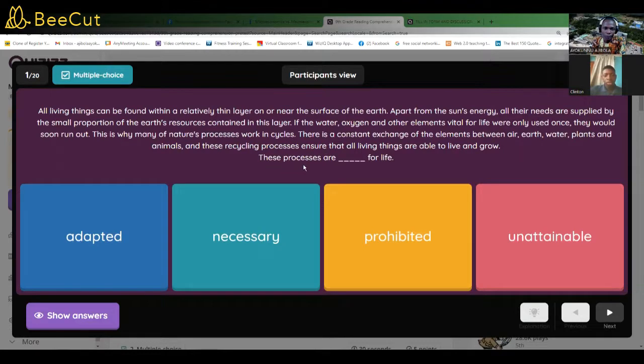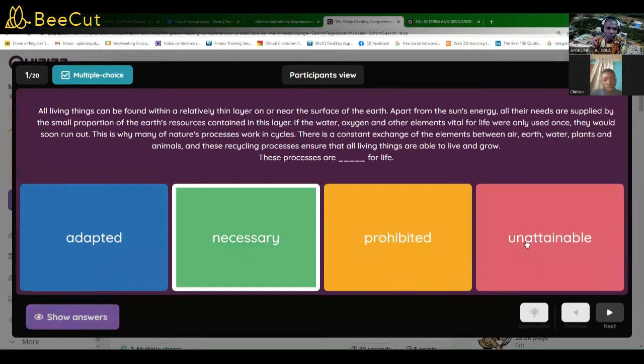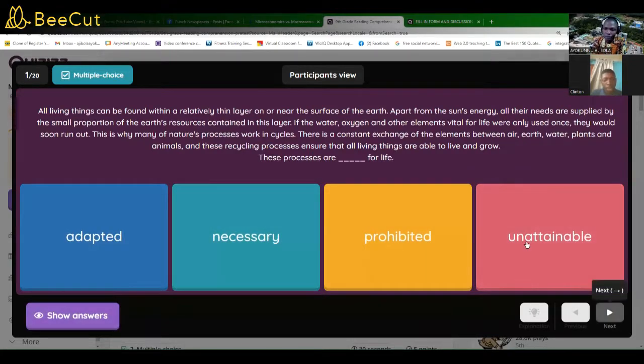So the processes are dash for life. Pick your option. The processes are necessary. So let's look at it and see the answer. So necessary, that is correct. So the next one.